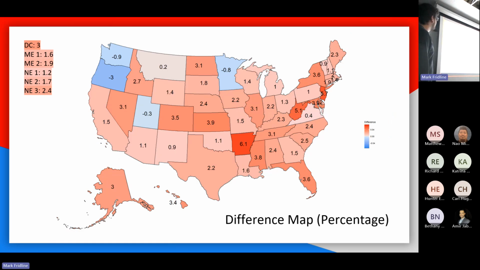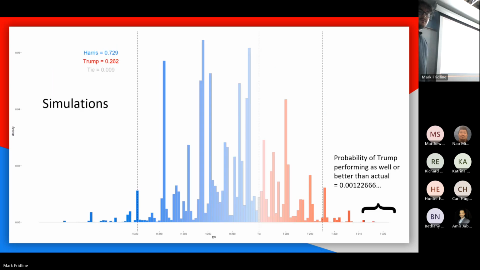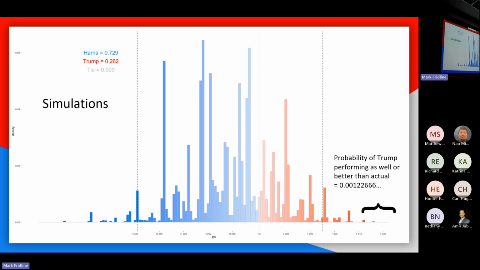So anyway, some more interesting stuff. Polling data was pretty sparse up here. The only pollster really was the Northwest Progressive Institute, which by the name you can clearly tell has a left-leaning bias. So we did think that Harris did better than we predicted up there. Okay, and then here we have the simulations, just to sort of hammer it home. The probability of Trump performing as well or better than what he actually did, according to my simulations, is 0.001226666.